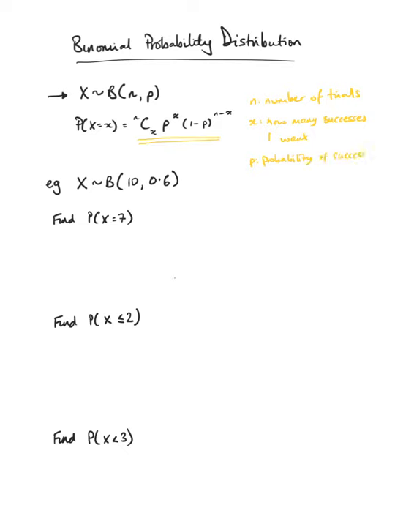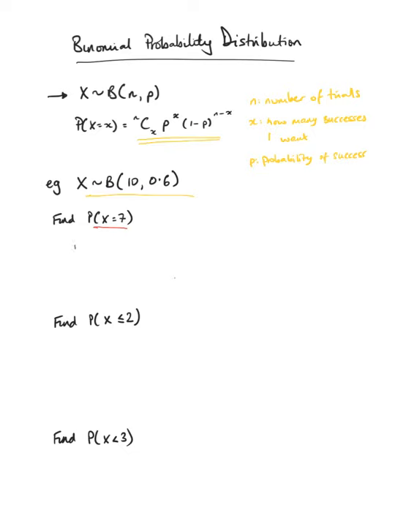So if we look at an example here, what this tells me is that we've got 10 tries. So I'm doing something 10 times, and the outcome that I want has a probability of 0.6. So here, where I'm finding the probability that x equals 7, all I'm trying to do is find the probability of me getting 7 successes out of 10 when the probability of success is 0.6.